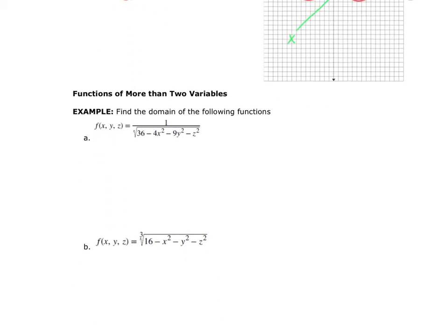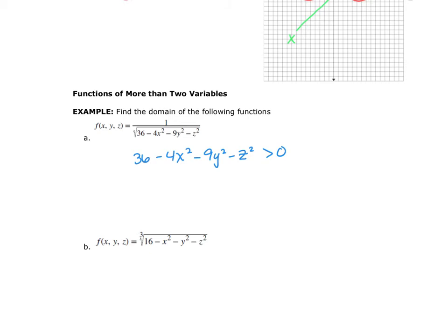We can also find the domains of functions that have more than just 2 variables. And it's not going to be anything different than we did before. We have 2 things that are going on with this example. First of all, we can't have it because it's underneath the square root. This cannot be 0. It has to be greater than 0. And then because it's in the denominator, it has to be strictly greater than 0. So I have 36 minus 4x squared minus 9y squared minus z squared has to be greater than 0. So strictly greater than because it's in the denominator.